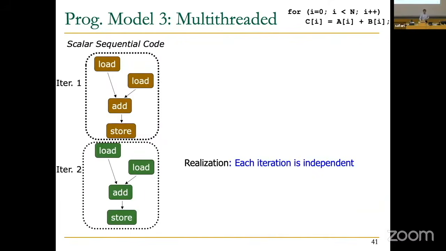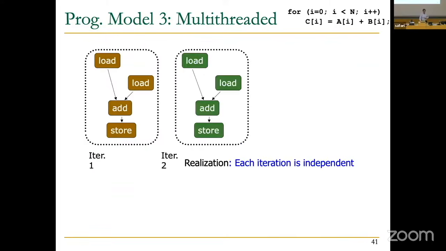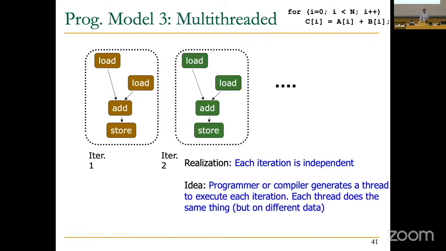Basically, each iteration is independent again. We're going to take advantage of that. And we're going to say different iterations are executed by different threads, right? Programmer or compiler generates a thread to execute each iteration. Each thread does the same thing in this particular case, but on different data. But sounds good.